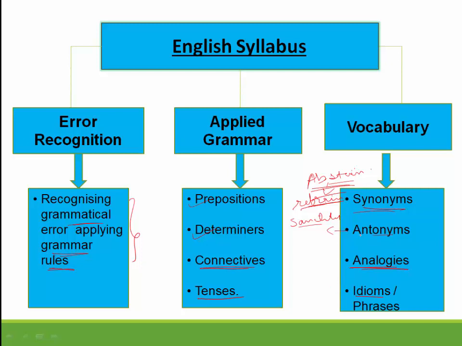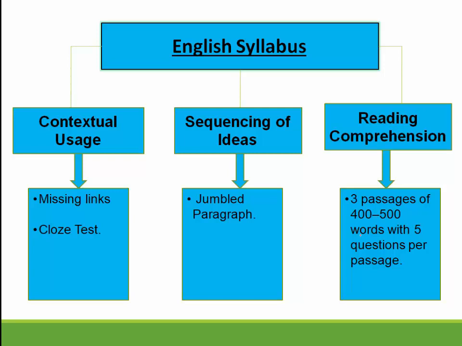Okay, so these kinds of vocabulary parts we have to expect in the NPAT paper. Now the contextual uses. What are the contextual uses? It mainly consists of missing links and cloze test. Now this cloze test over here, you don't have a dictionary meaning for the word cloze test, but it is derived from the word close.